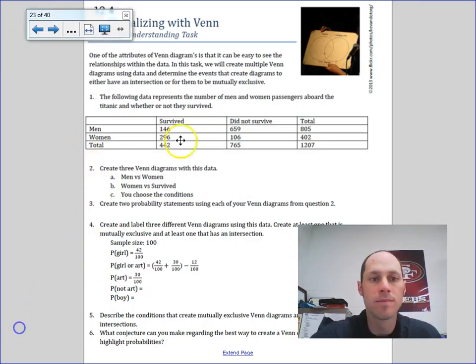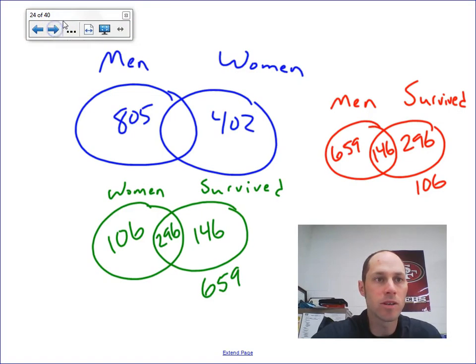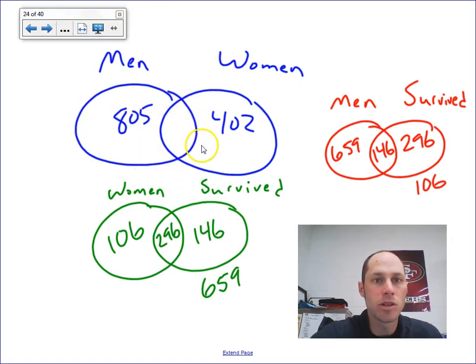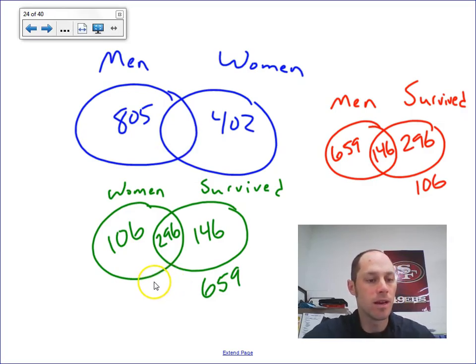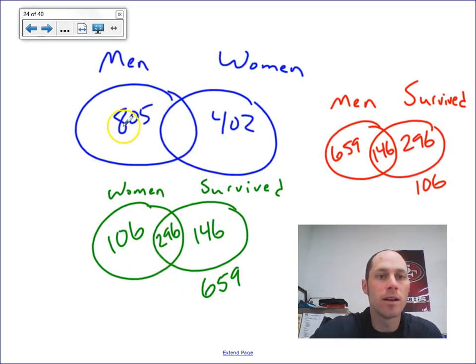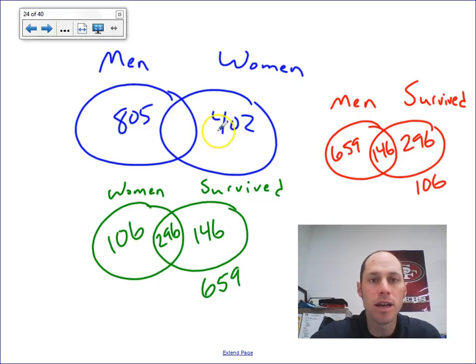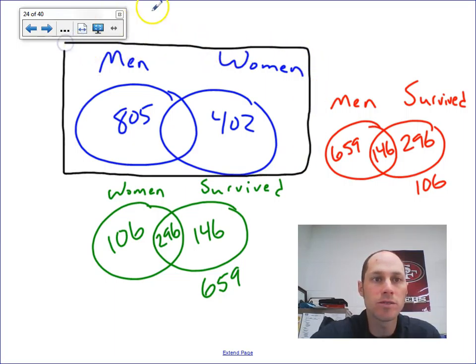see what I have. All right, so let's take a look at those Venn diagrams. First of all, men versus women. As we look at men versus women, we see that there were 805 men, 402 women. There were none that were both men and women. That's good. And there were none that were neither men nor women. So if we're looking at this one, we would say that these two events would be mutually exclusive.